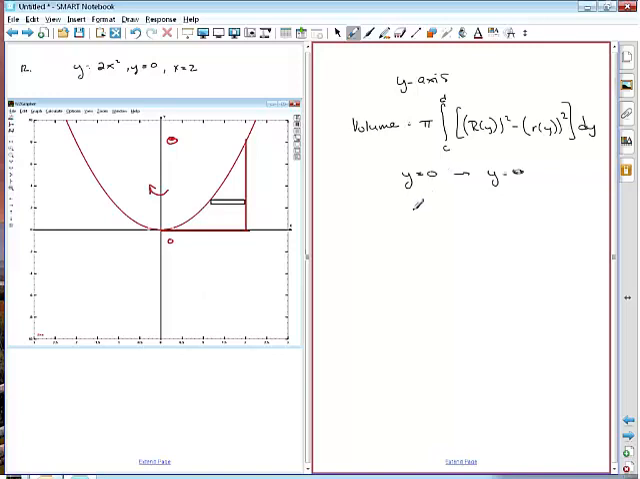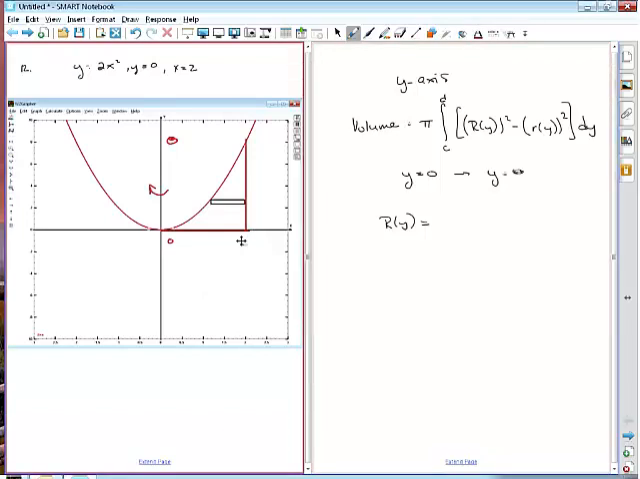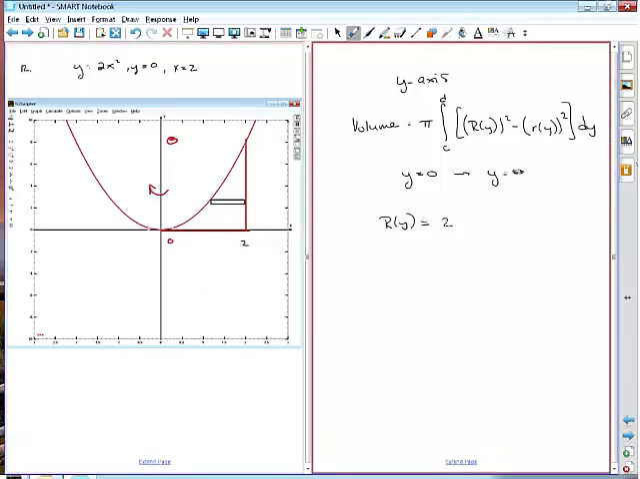Okay, so the rectangle moves up and down. So what's capital R of y? Well, in that case, it's going to be a function of x, and it's x equals 2 because this is 2 right here. So it's just going to be 2. X equals 2. And small r of y, which is the inside radius.